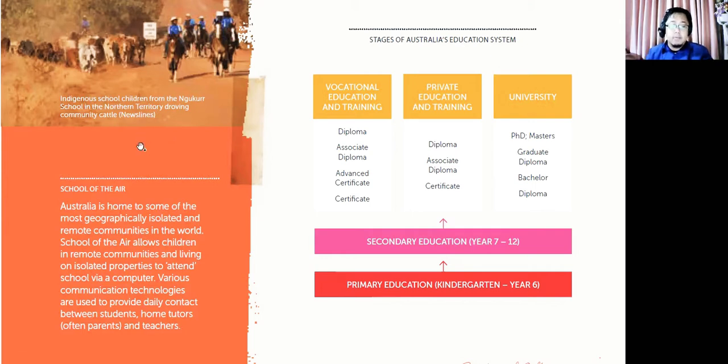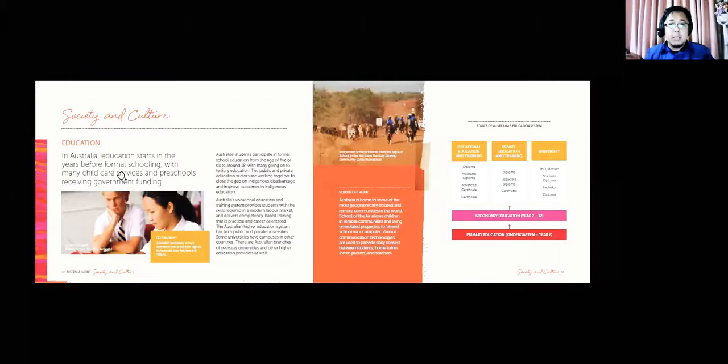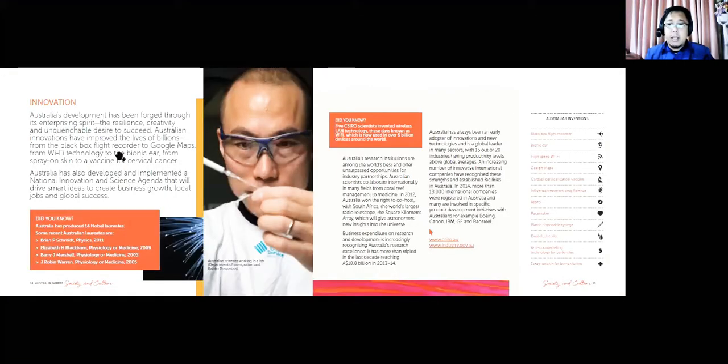So it's quite interesting to know more about this one. Jadi bagi yang mau studi di Australia, pahami ini perbedaannya. Meskipun saya belum pernah ke Australia, tapi informasi ini sangat penting dan menarik. Kemudian lebih lanjut kita lihat lagi. Secara inovasi, ini we can read all of this.